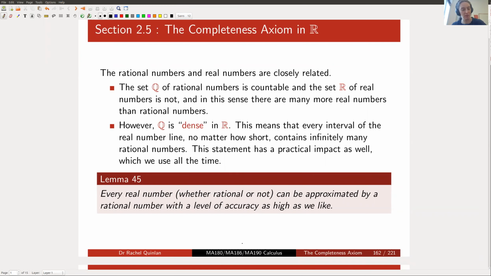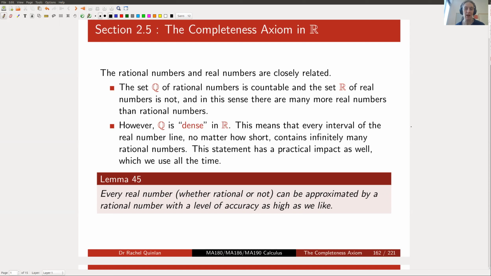What have we seen so far about the rational and real numbers? Well, we see that the set of rational numbers is countable and the set of real numbers is not. And that's an important distinction between these two sets, that their cardinalities are different magnitudes of infinity. So in that sense, there are many more real numbers than rational numbers. But in another sense, the rational numbers are the numbers that we work with in practical ways, and they can approximate real numbers as closely as we could possibly want.